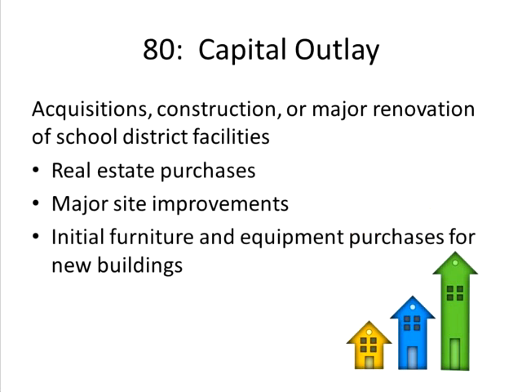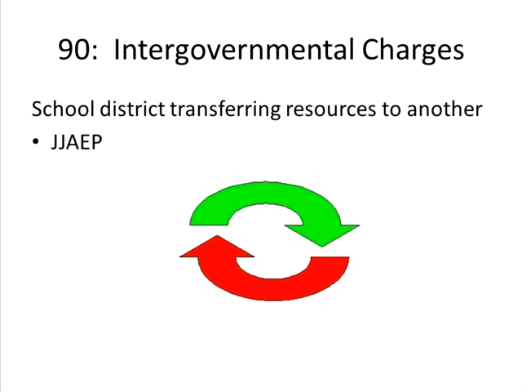Capital outlay, the 80 class or 80 series, relates to acquisition, construction, or major renovation of any school district facilities. So if your school district goes out and purchases a big plot of land, then that expense is going to be coded under 80, the 80 series, or major site improvements, or if your district builds a brand new school and has to do the initial purchase of furniture and equipment, that would go in this function series. And then the last one is 90.